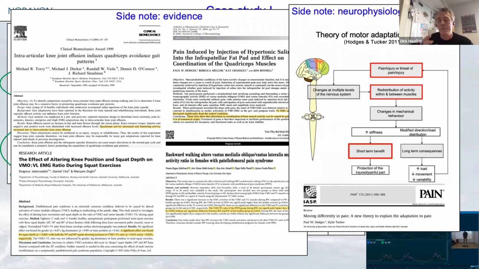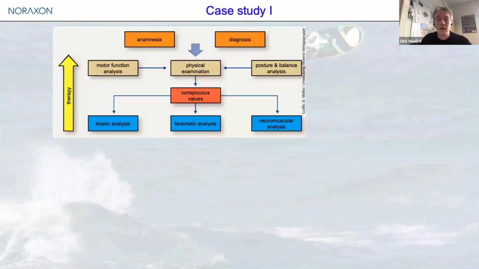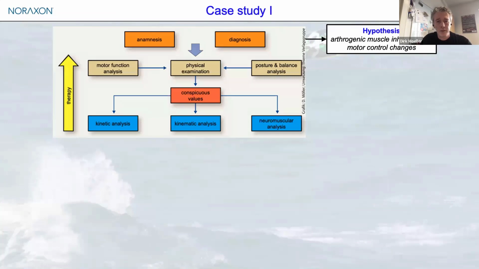The reliability to interact with different situations goes down, and this triggers the pain, injury, or the threat of pain and injury. So it's a kind of vicious circle. Just a side note to evidence that neurophysiologically. So in summary, with the first case, we have this hypothesis of arthrogenic muscle inhibition and motor control changes.